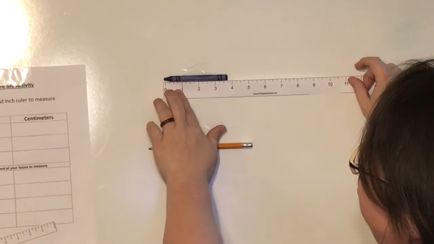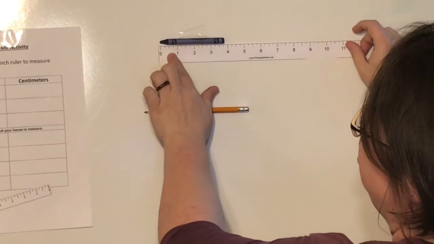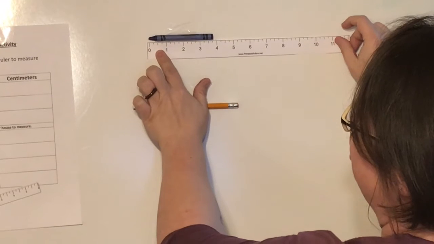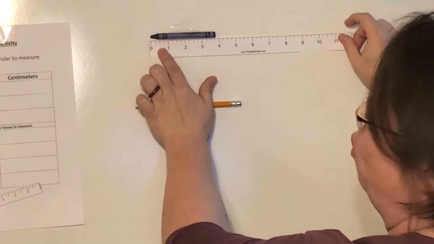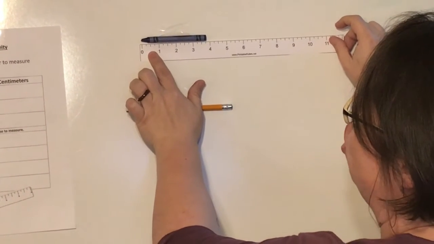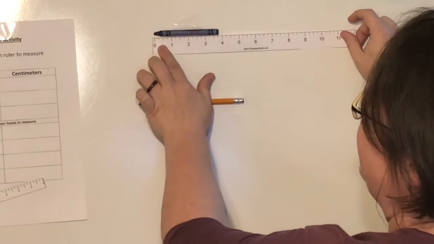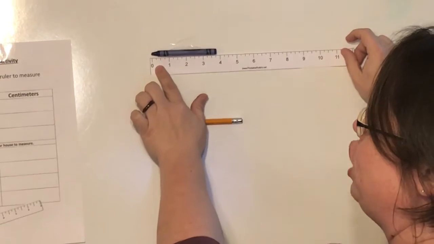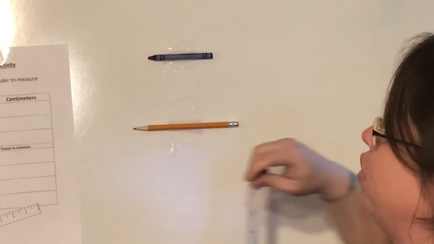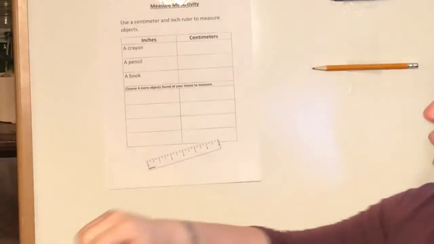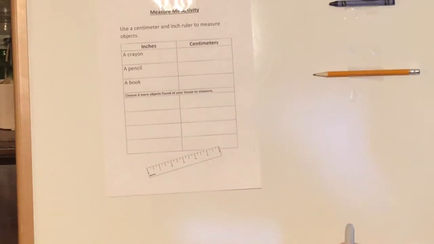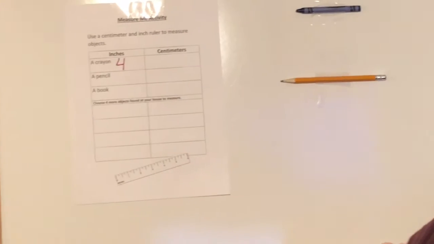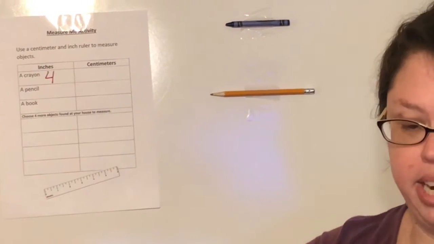So for this crayon, we notice that we have 1 inch, 2 inch, 3 inch, and almost 4 inches. So that is 3 1/4. But for this, we're going to go ahead and round up to 4 inches long. So once you have that measurement, you can come right over here, and under inches, we're going to write 4.